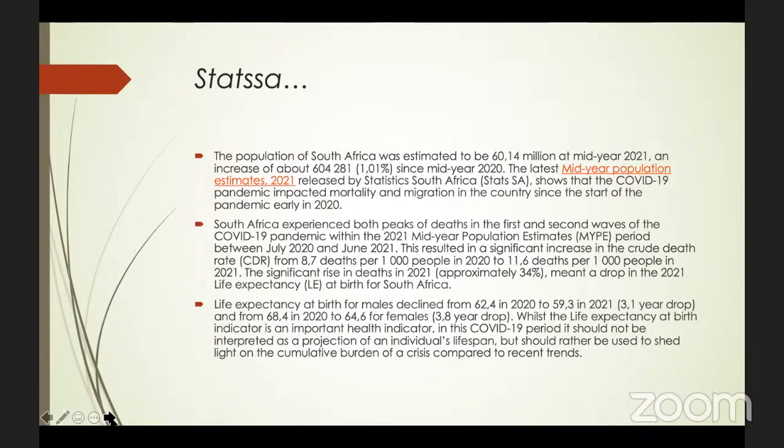Whilst the life expectancy at birth indicator is an important health indicator, in this COVID period, it should not be interpreted as a projection of an individual's lifespan, but should rather be used to shed light on the cumulative burden of a crisis compared to recent trends.